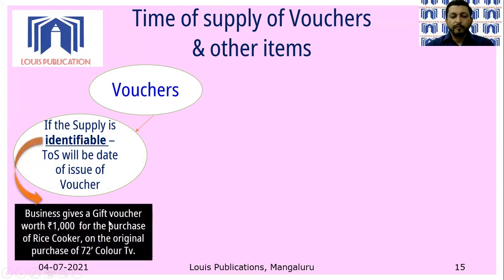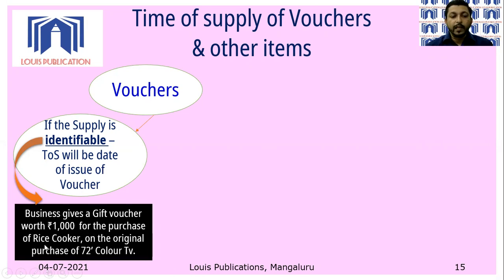Business gives a gift voucher worth rupees 1,000 for the purchase of a rice cooker. And this gift voucher was given on the original purchase of a 72-inch color television. So we have purchased a 72-inch color television and we get a gift voucher worth rupees 1,000, which we can convert and buy a rice cooker as well. The rice cooker may cost a little more than 1,000 rupees. So whatever is the difference amount, we will have to pay.